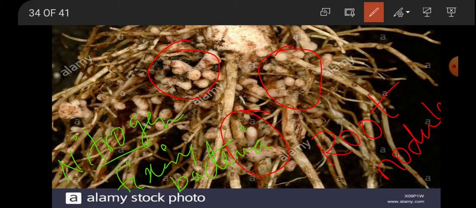Nitrogen is generally present in the atmosphere, but unfortunately the plant cannot take atmospheric nitrogen. Now these nitrogen fixing bacteria, for example Rhizobium, another one is Azotobacter, are the commonly seen nitrogen fixing bacteria. They fix the atmospheric nitrogen into the soil. When they fix the atmospheric nitrogen into the soil, the plant easily takes up that nitrogen present in the soil. So in return they are helping the plant.